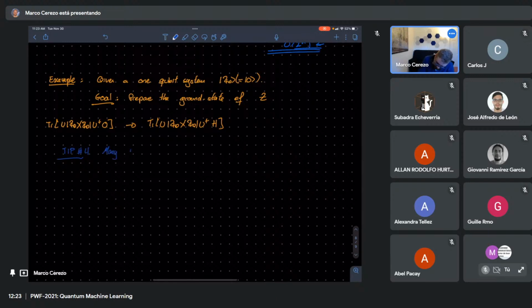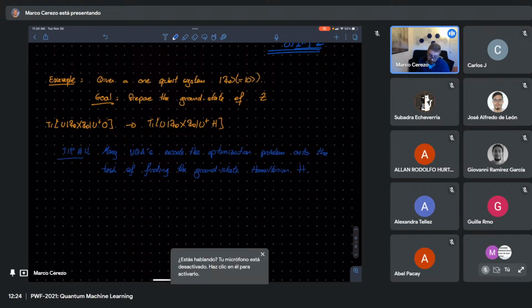Many VQAs encode the optimization problem onto the task of finding the ground state of a given Hermitian operator or Hamiltonian H. In this case, the problem is already in this form, so we don't have to worry.